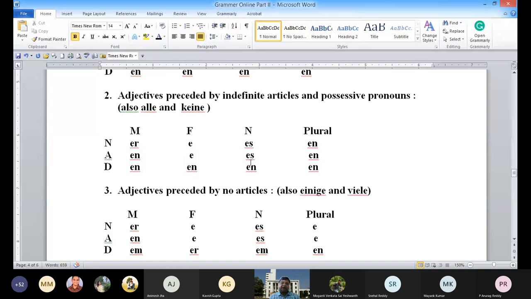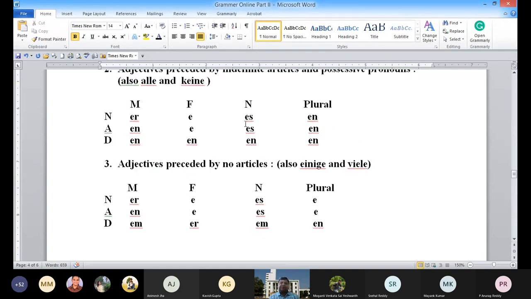Now, second category: adjectives preceded by indefinite articles and possessive pronouns. And also alle and keine, these are the two words. Alle means all and keine means no, for plural forms. These forms will be there.